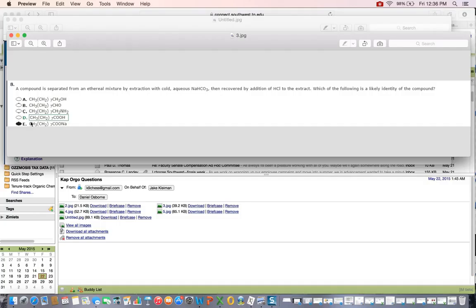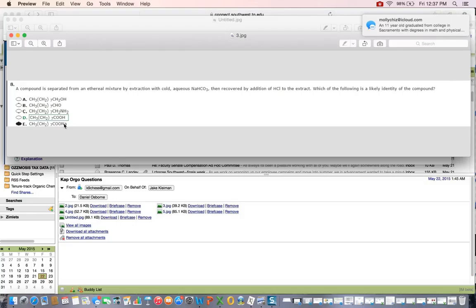So we have a C9 acid, so nonanoic acid. And that's really the only identity of the compound that's possible given these conditions. Remember, we extract acids with bases. Now, it's true that many different functional groups can act as acids, but let's just look at this for a moment.